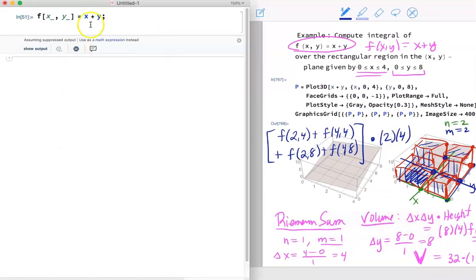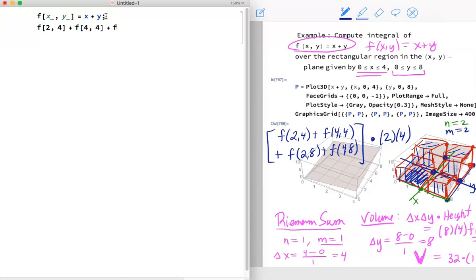So we have our function defined, f of x, y is x plus y. I'm going to do the function evaluated at 2, 4, plus the function evaluated at 4, 4, plus the function evaluated at 2, 8, and then add that to the function evaluated at 4, 8. Okay. Now that's the height of all those individual rectangles, but they all have the same area, which was the area of the base, 2 multiplied by 4.